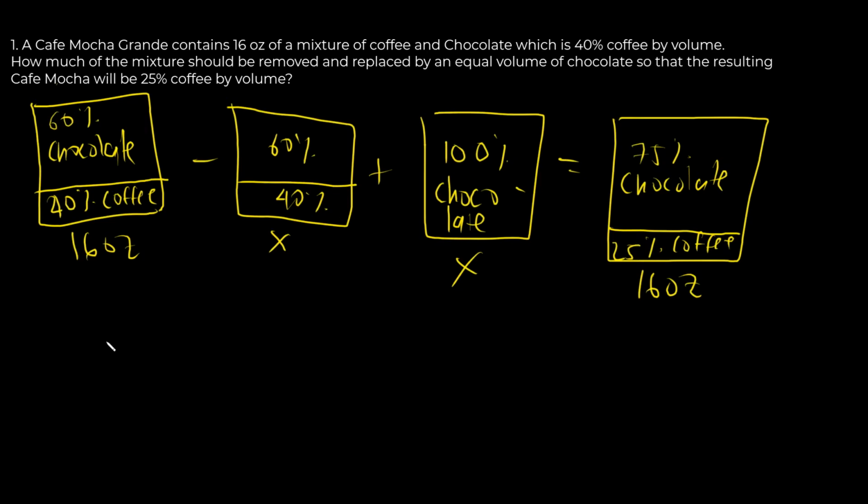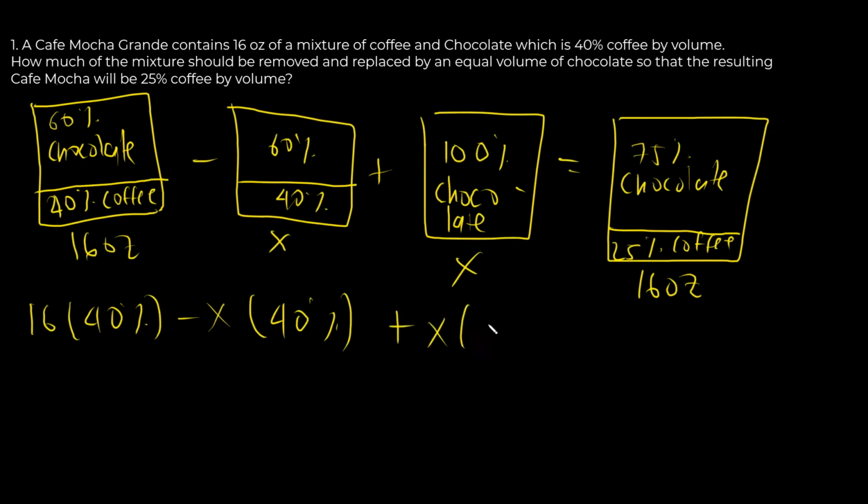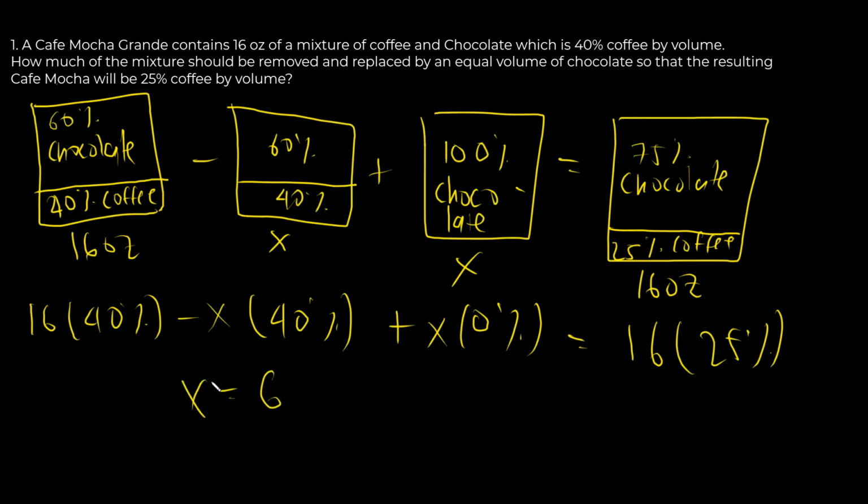Okay? So solving, we have 16 ounces times 40% coffee minus x times 40% coffee plus x times 0% coffee is equal to 16 ounces times 25% coffee. Ang masolve ninyo is 6 ounces.